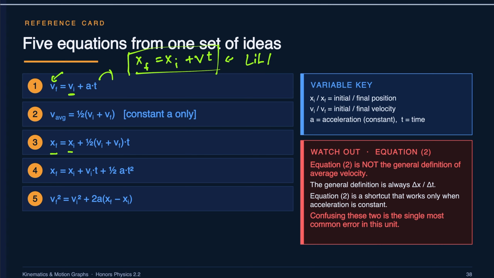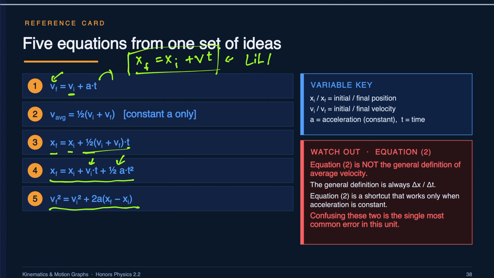Hf is equal to Hi plus 1/2 (Vi plus Vf)t. This is the position time equation. And then Hf is equal to Hi plus Vit plus 1/2 at squared. This is the position acceleration equation. This gives you position if you don't have Vf. And this is the velocity displacement equation. So here you don't have a time.